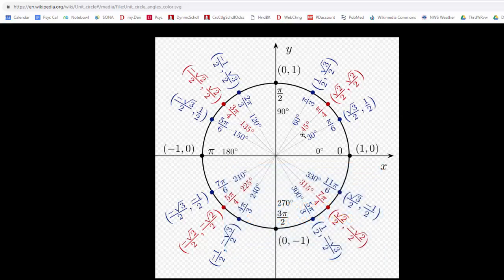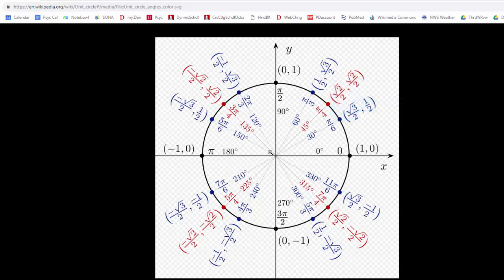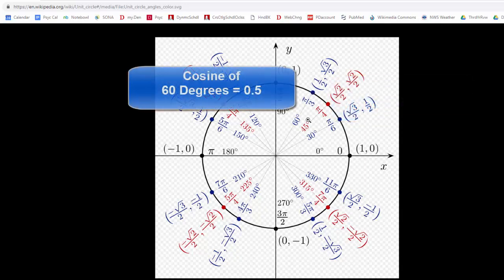If we were to take instead a 45-degree angle and we drop down from there, we would be at 0.707. If we take the 60-degree angle and drop down from there, we would be at 0.5.